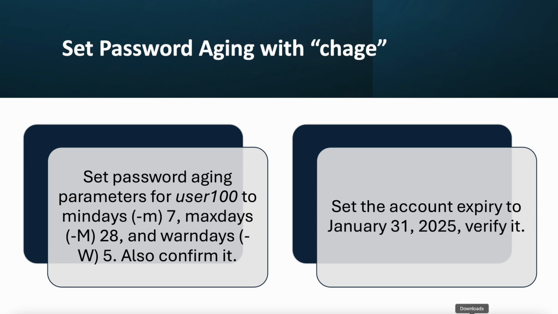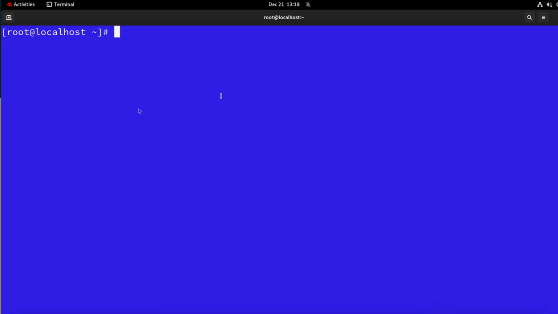For this, I have already created one user. Let's assign the attributes. The command is chage -m and 7 for the minimum number of days, -M and the value 28 for the maximum number of days, -W for warning, that was 5, and the username, which is user100. Enter. They also ask me to confirm the changes.